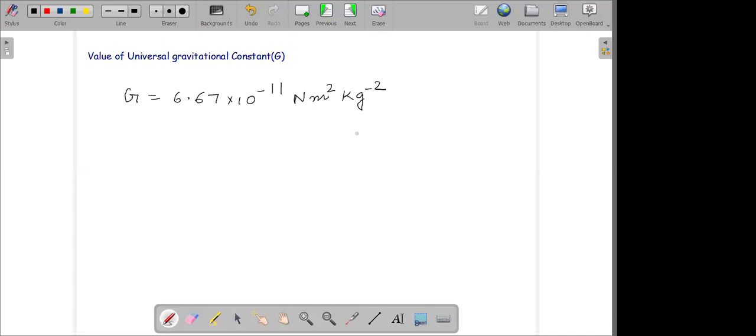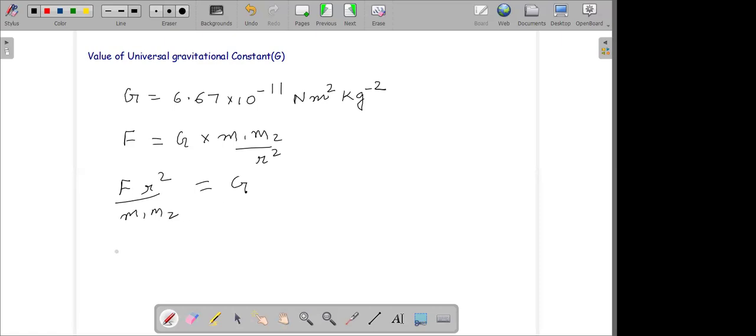The unit is obtained from the formula itself. We write the formula here: F equals G multiplied by M1 M2 over R squared. We want to obtain the units of G, so we transpose everything to the other side. We get F multiplied by R squared divided by M1 M2 equals G. So from here we obtain the units.